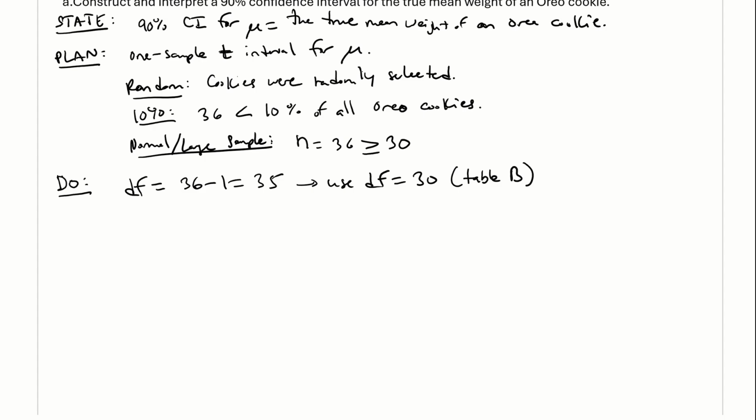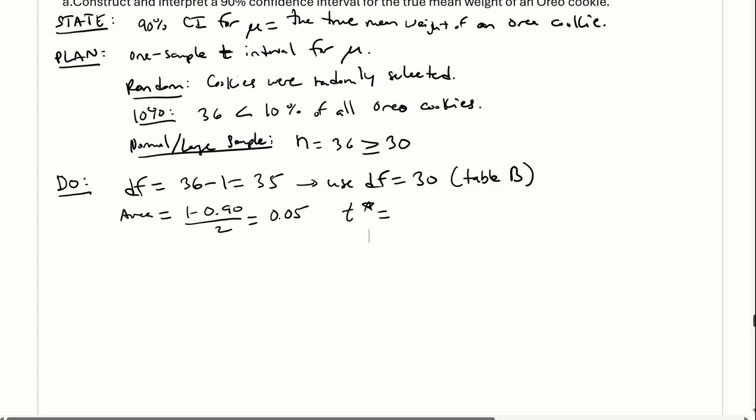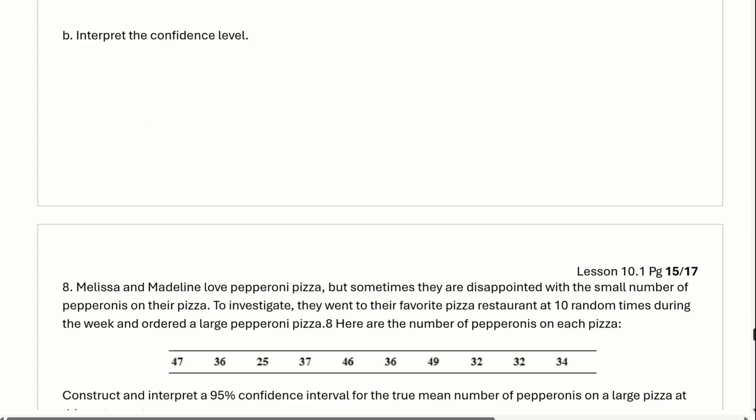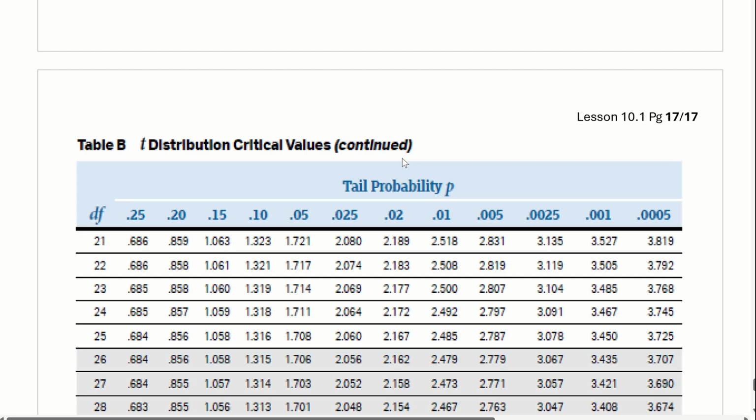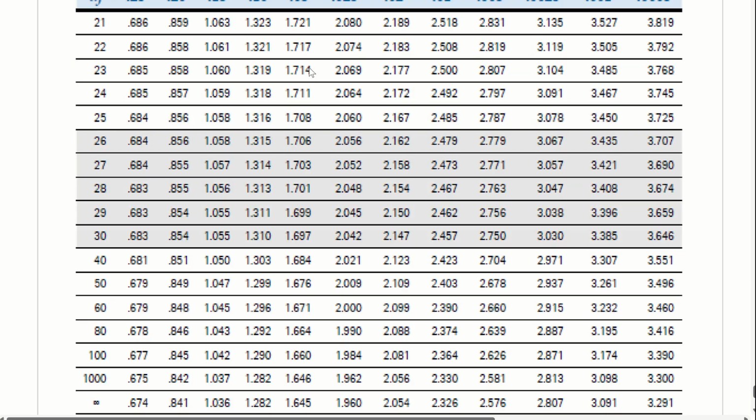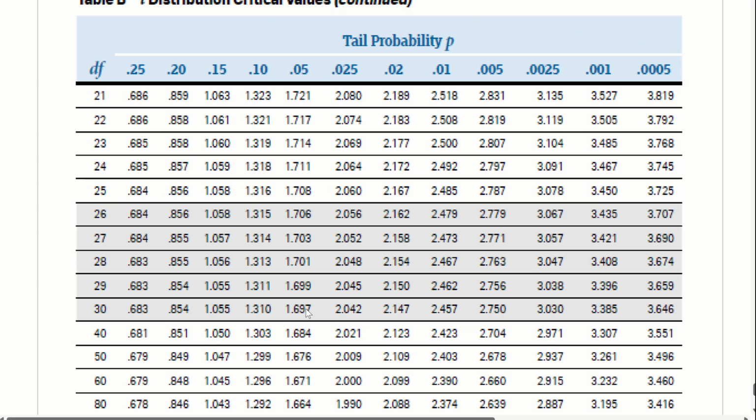So if we use df is equal to 30, then we can also do the area. So the area is 1 minus 0.90 divided by 2, which is 0.05. And then we can figure out what the critical value for t is. All right, so we got df is 30, and area is 0.05. Okay, so 0.05 and then 30. So it's 1.697.